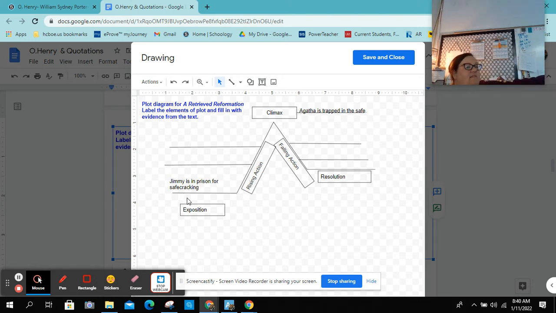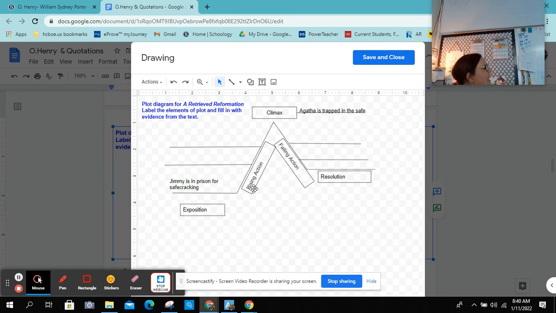I did some of the plot diagram on the board over here that is not in this video. I drew it on the board. But the exposition is basically the setting of the story. And we have already determined that the characters are Jimmy, Mike Dolan, Ben Price, the warden. We know Annabelle. Okay. The Adams family that owns the bank, Agatha and her sister.